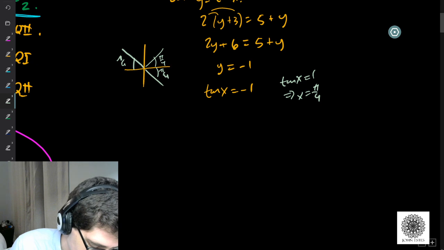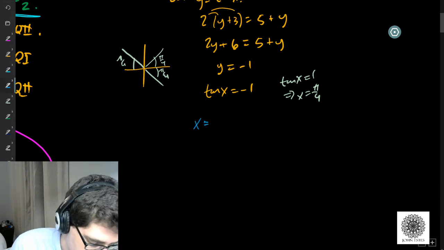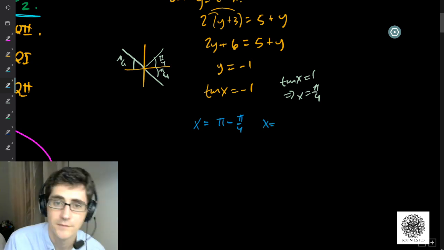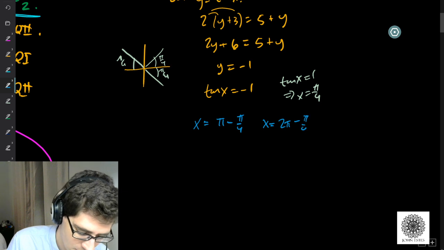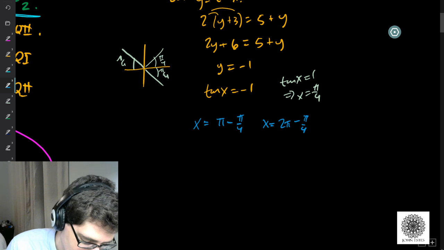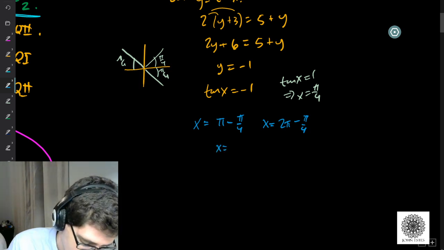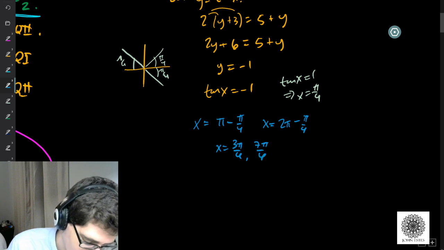So that means I know my solution is going to be x equals, let's see, in quadrant 2, you find that by saying pi minus pi over 4. And in quadrant 4, you say 2 pi minus pi over 4. So we solve these, we get our solutions. Pi is the same as 4 pi over 4, so we get x equals 3 pi over 4, and is that 7 pi over 4? I believe that's correct, right?